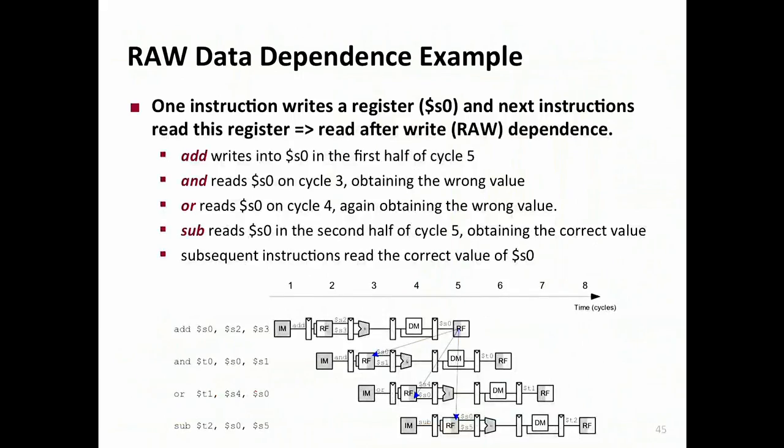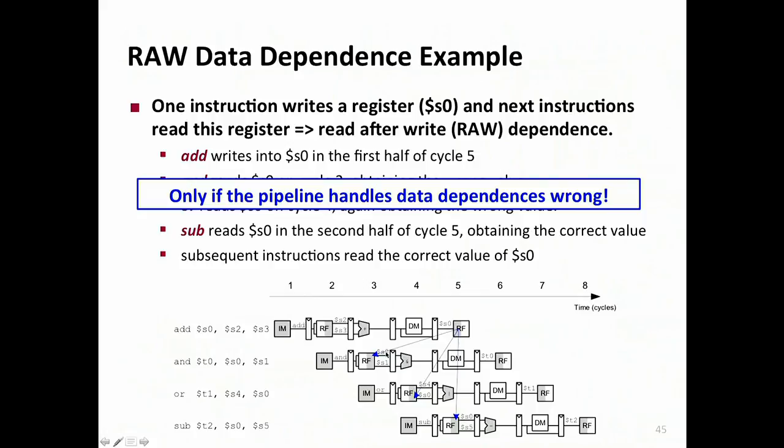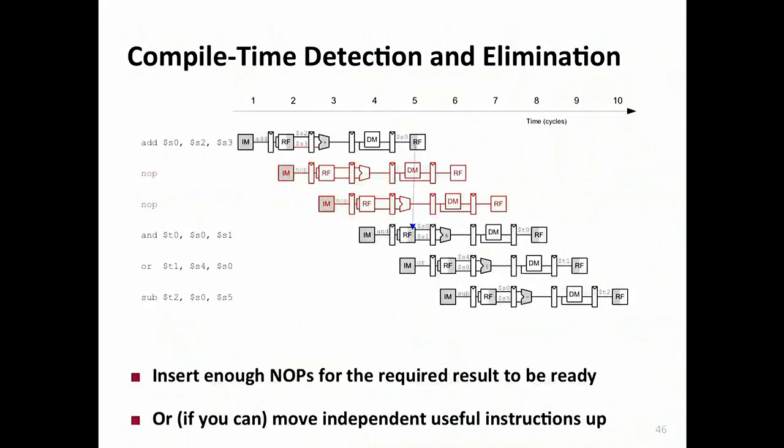Okay, so this is the data dependence example that we've seen before, or at least something similar to it. I hope you can see this over here. But basically, this is the wrong thing. This add writes into S0 in the first half of cycle 5, and this AND reads S0 on cycle 3, or reads S0 on cycle 4, while the sub reads S0 in the second half of cycle 5. So this is correct, but these guys are not correct. So clearly, this is a wrong pipeline. That's why this is a hazard. But we don't want hazards.